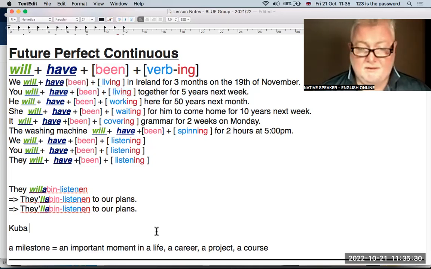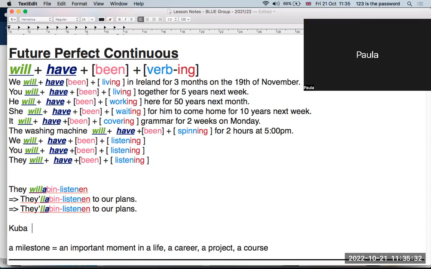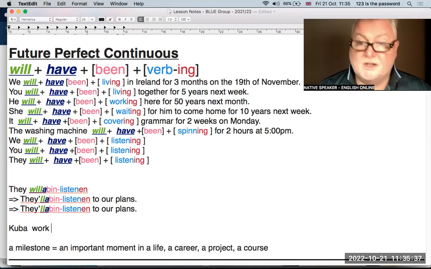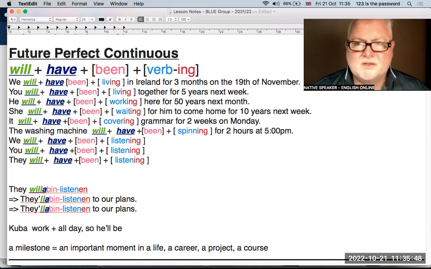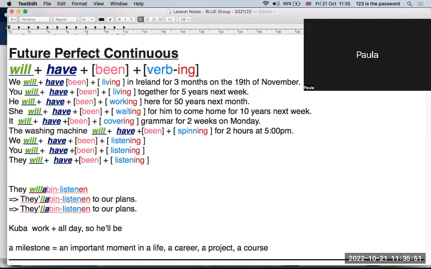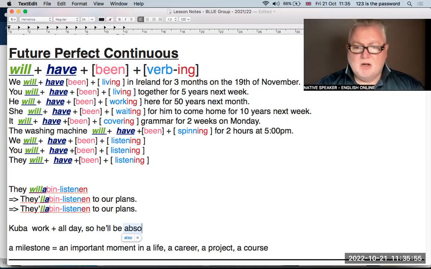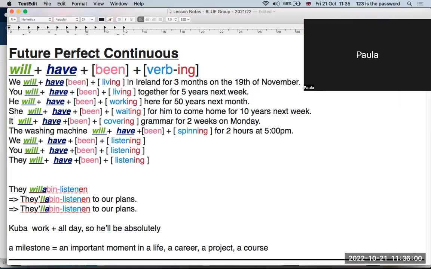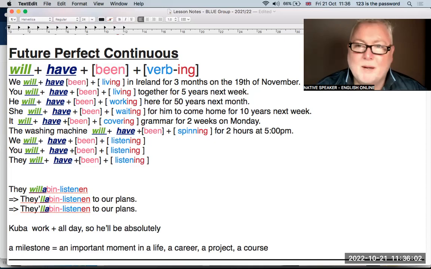And my son's name is Kuba. Oh, okay. And the verb I want you to use is work. And the complement is all day. So he'll be, what was the phrase for very, very tired we saw recently? Wrecked, absolutely wrecked. Oh, wrecked, are you joking? Wrecked, absolutely wrecked.